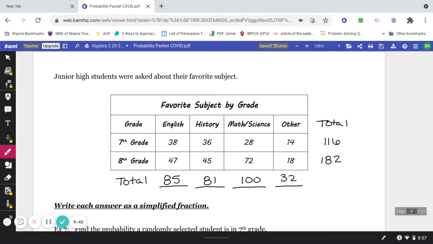And here's how you can tell that you totaled them up correctly. When you add all the totals across the bottom, you should get the same number as when you add the two totals up and down. So 85 plus 81 plus 100 plus 32, that gives me 298. I know I'm correct because 116 plus 182 also gets me 298. So there's my total.